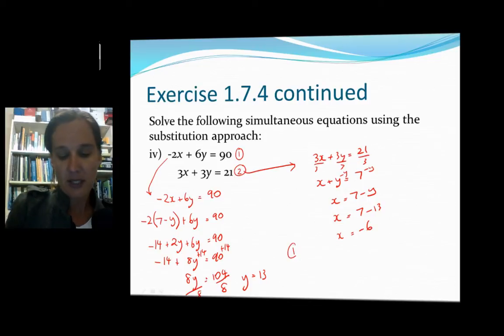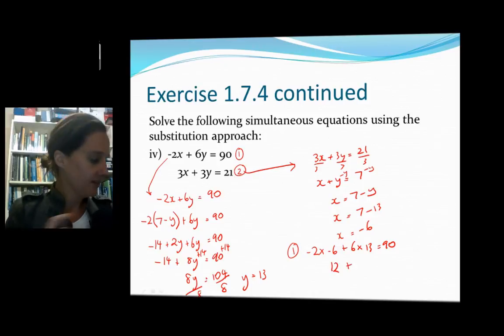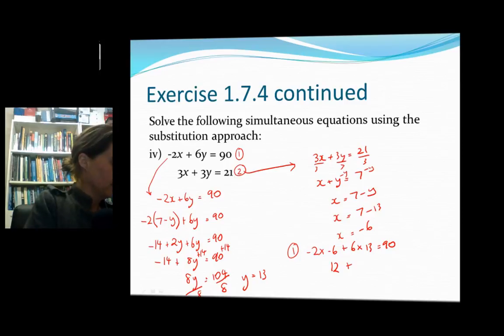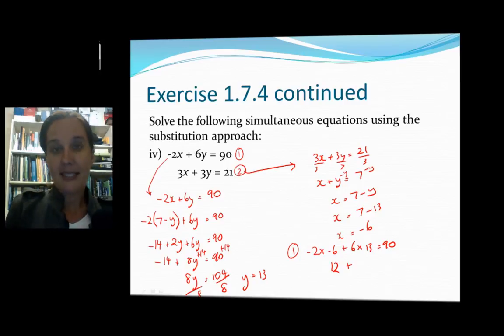So we go back to equation 1 and we substitute in. We've got minus 2 times x, which is minus 6, plus 6 times y, which is 13, is equal to 90. Here negative times a negative is a positive, so we get 12 plus 6 times 13, plus 78 is equal to 90. So here we get 90 is equal to 90. So we got this one correct.